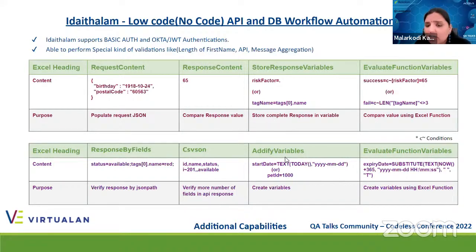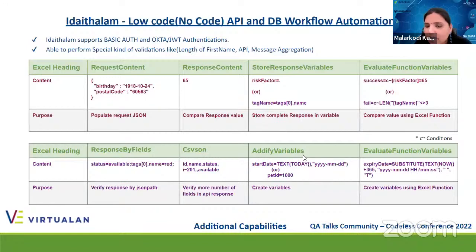And also, like the addify variable, sometimes you want to have timestamps in your request. The timestamp should be today's date. So if you want to use today's date in a request, what you are doing is opening that Excel file or your request and updating the date with the current date. Instead of doing that, you can use this addify variable.